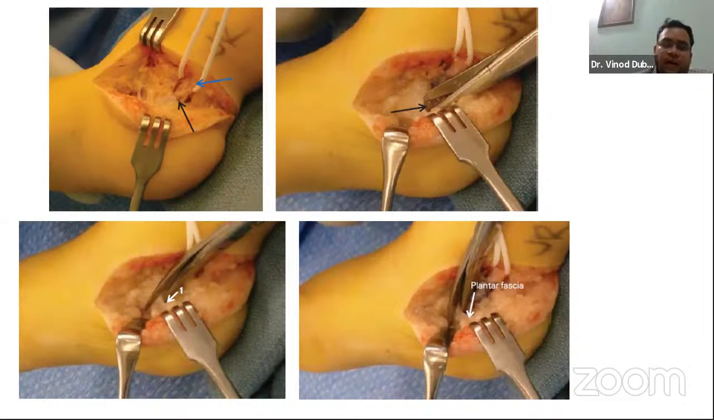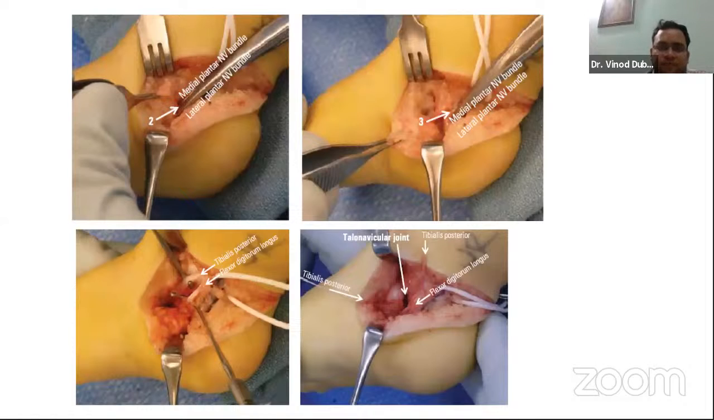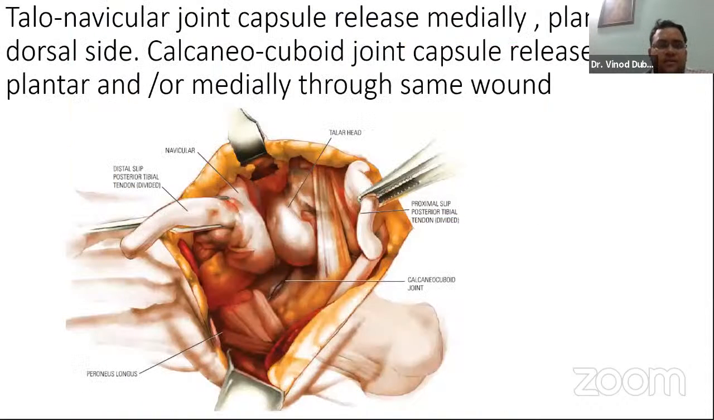correction. What I do, I follow an à la carte procedure. I do the release and I check on table how much correction I'm getting. Once I'm satisfied with the correction, I stop then and there only. And again, a few pictures showing neurovascular bundles and ligament and tendon lengthenings. And this is once the talonavicular joint capsule is released medially, plantar and dorsal side. We try and do correction and then see how much correction we are getting.